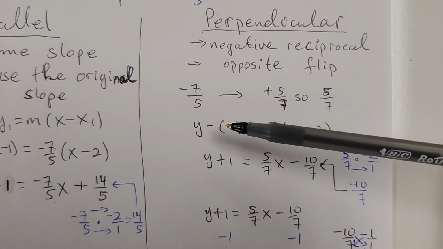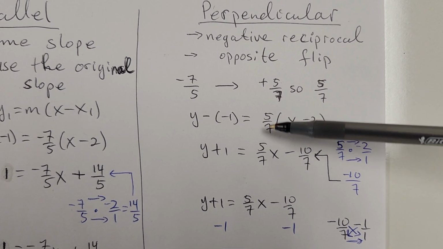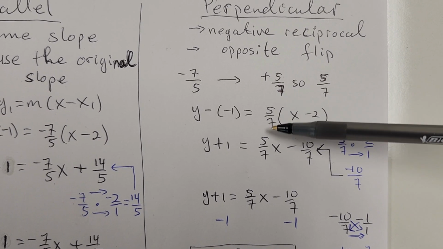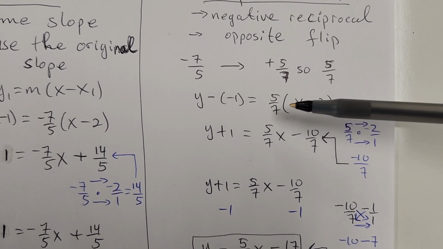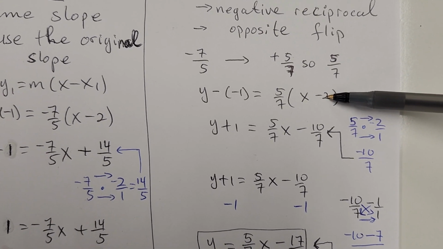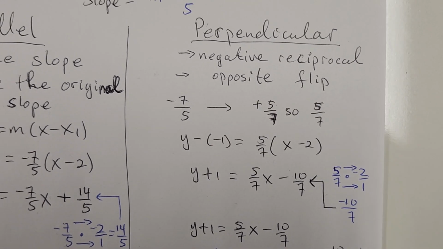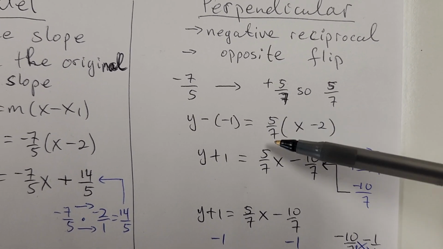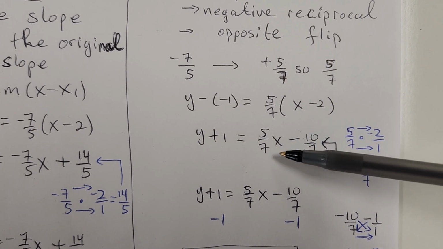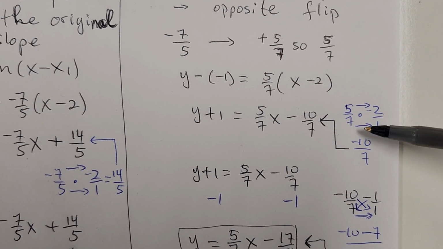Okay, so again, this right here will be y1. This is my new slope. Do not use the old slope, use the new slope, which is 5/7. And then this is my x1. Okay, so the rest is just order of operations. Negative times negative is positive 1. 5/7 times x is 5/7x. 5/7 times negative 2. Here's my work over here.